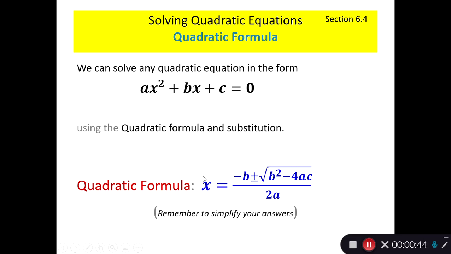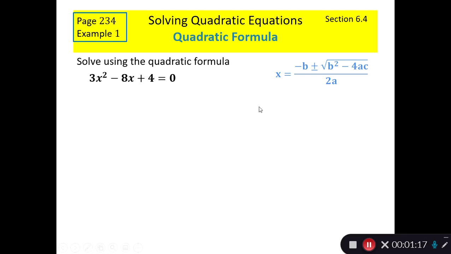This is the quadratic formula. X equals negative b plus or minus square root of b squared minus 4ac all over 2a. Notice a, b, and c. So when you get to your equation and it equals 0, you have this formula and you're going to substitute in the a, b, and the c. Work the problem and make sure that you simplify your answer.